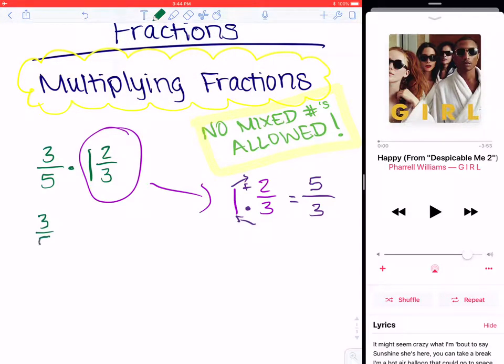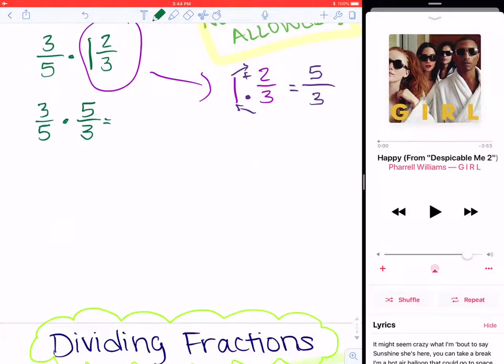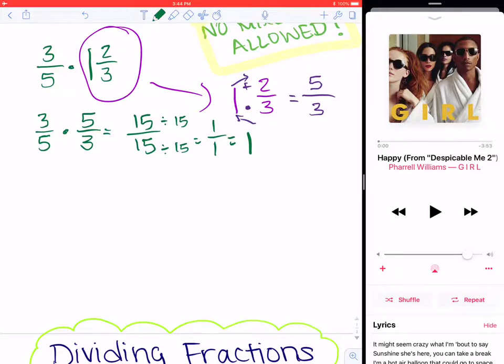3/5 times 5/3. 3 times 5, 15. 5 times 3, 15. I need to reduce this. I notice I can divide both by 15. Remember, it has to be divided by the same number. 15 divided by 15 is 1, and 1 divided by 1 is 1. So 3/5 times 1 2/3 is 1.